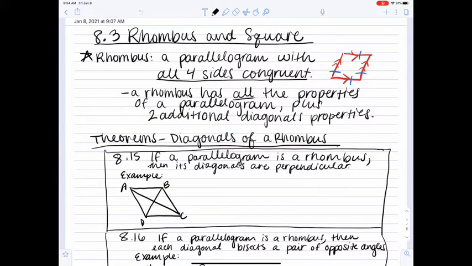All right, so today we are going to continue our 8.3 notes and talk about rhombus and square. A rhombus is a parallelogram with all four sides congruent, and there's a picture there. A rhombus has all the properties of a parallelogram, plus that its sides are congruent, plus these two additional diagonal properties that we're going to go over below.